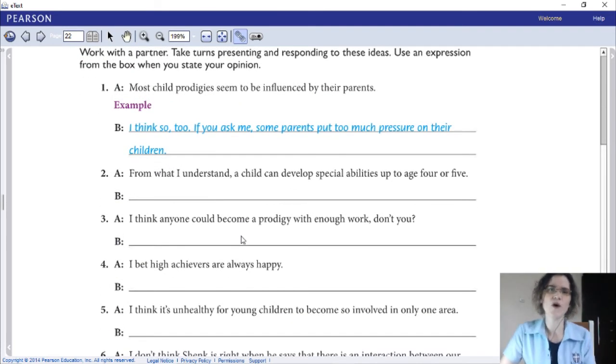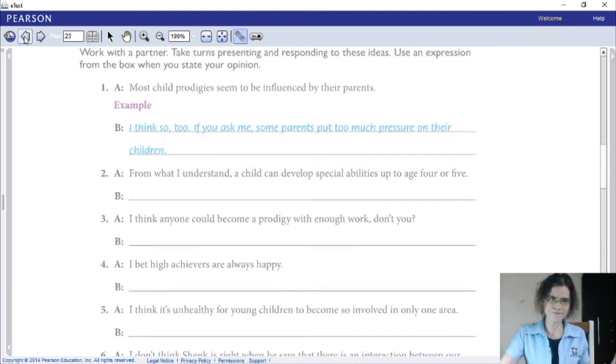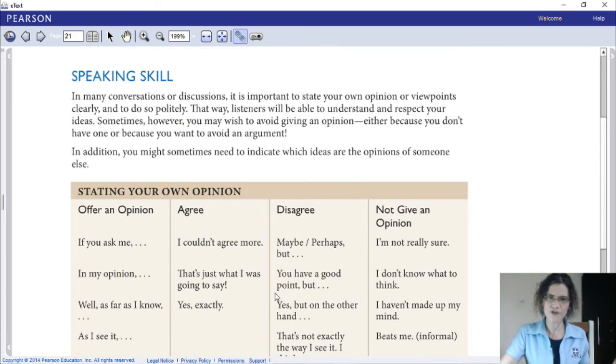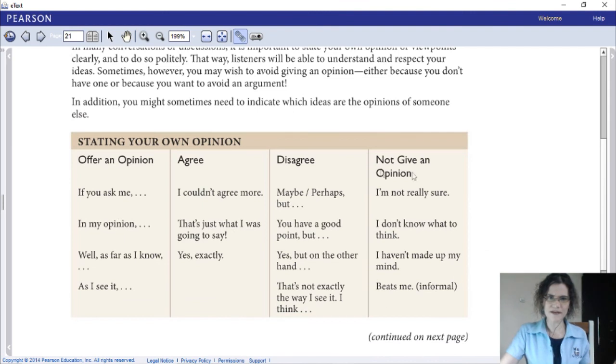For instance, number 1, most child prodigies seem to be influenced by their parents. An example could be, I think so too. If you ask me, some parents put too much pressure on their children. So whatever you answer here, this is up to you. Those are your ideas. But I really would love for you to try to use these examples.